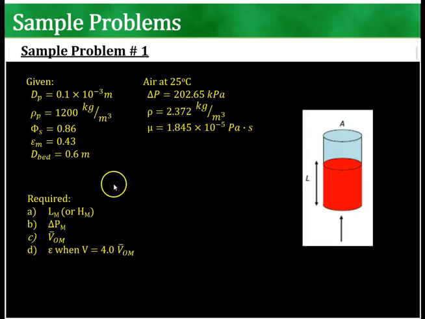So what are we asked to solve for? You are required to solve for the bed height. Sometimes you can see in some books H, sometimes it's L for length. You're asked to solve for the minimum fluidizing pressure drop, and then the fluidizing velocity, and the void fraction when V is equal to 4.0 times the VOM. So in here, basically what you have is the diameter, given to be 0.6 meters. And then what else is given? The others are already given. Here, you would want to solve for the V, right?